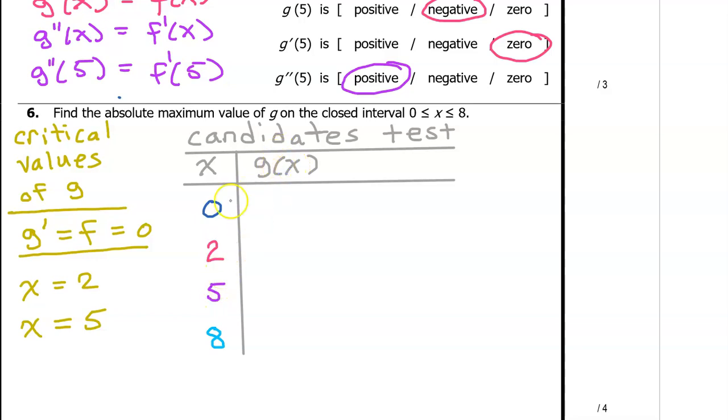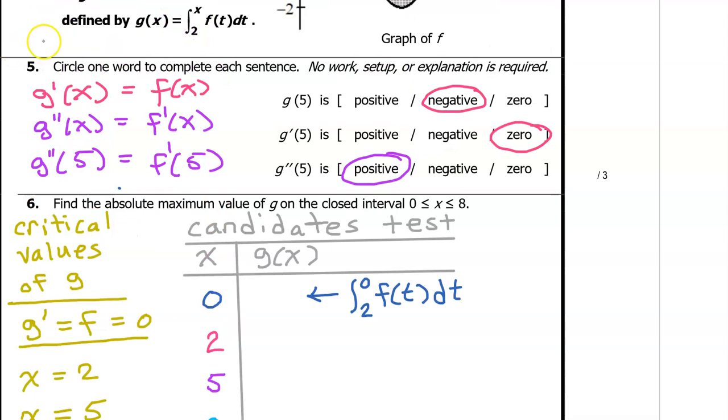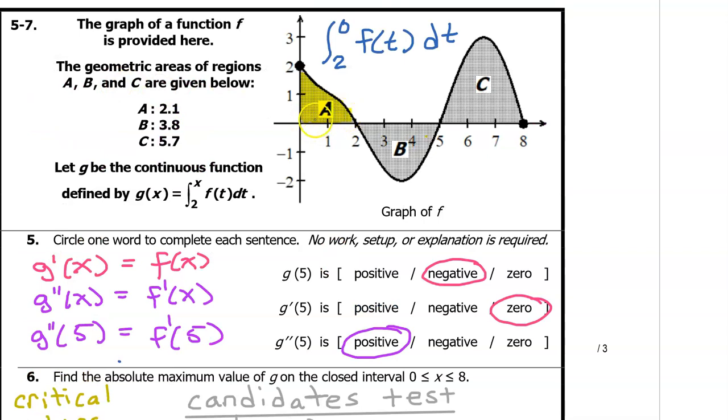So let's find g at 0. Remember that g of x is the integral from 2 to x of f of t dt. So g at 0 will be the integral from 2 to 0 of f of t dt. This yellow area represents the integral from 0 to 2. However, we want the integral from 2 to 0. So normally this area would be considered positive, and specifically positive 2.1. But because we are integrating backwards from 2 to 0, then it will be a negative 2.1.